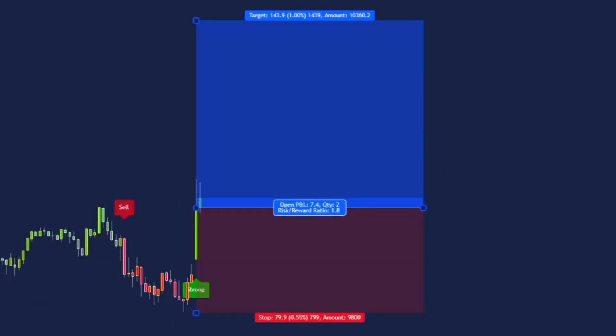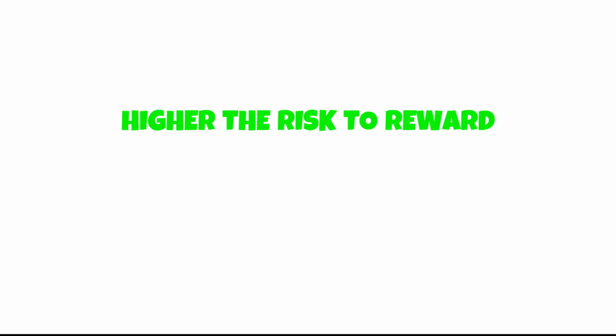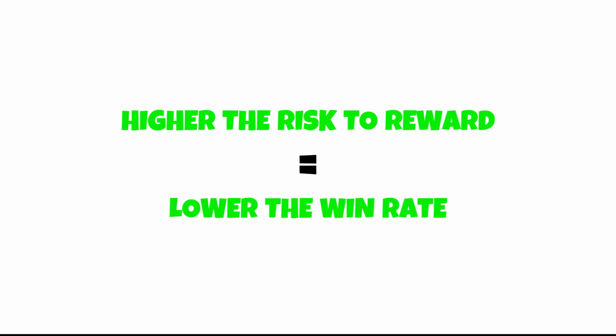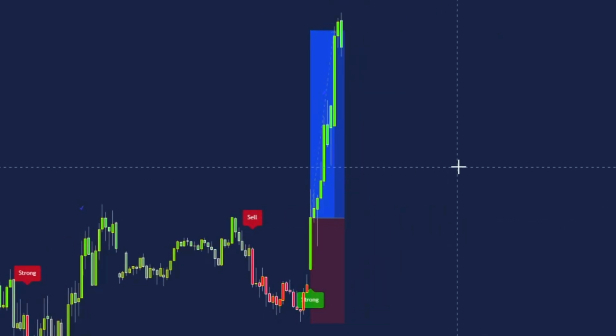Now for this trade I will be targeting a 1.8 risk to reward ratio. This is personally the best results I have had trading this strategy, and obviously the higher risk to reward that you go, the lower your overall win rate will become. And there we go, in just a couple of candles the take profit has now been hit, and we have secured a 1.8% profit on the account so far.